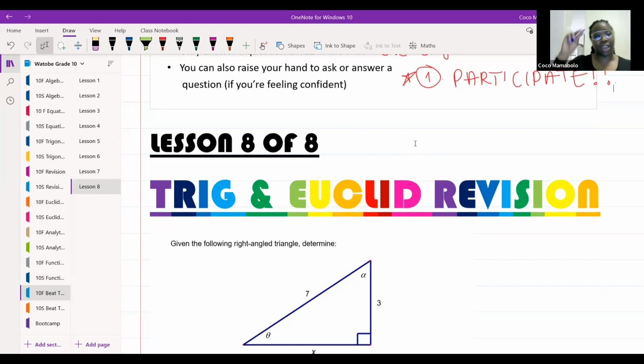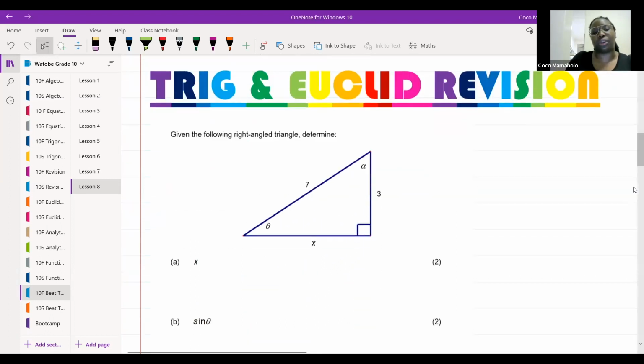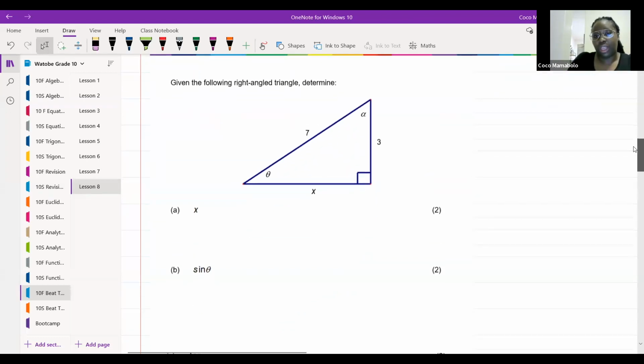But by the time we get to the end of the year, we will have covered everything that needs to be covered for your exams, and then we'll have a full picture of what you need to know for paper 1 and for paper 2. All right, without further ado, let's start with the question over here. It says, we are given the following right-angled triangle.